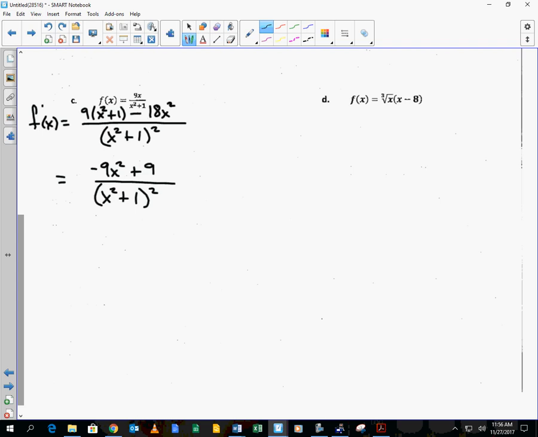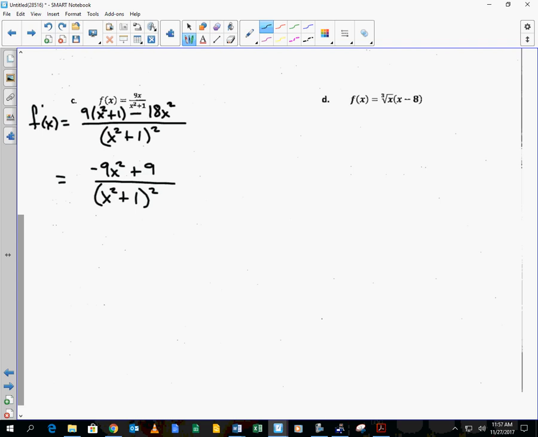Now we need to interpret and understand it. We have a fraction. Is the fraction equal to 0 when the top is equal to 0 or when the bottom is equal to 0? Top. What if the bottom is equal to 0? Then it's undefined. So we do need to look at where the bottom is equal to 0, but that's where we get an undefined value. That's where the derivative does not exist.